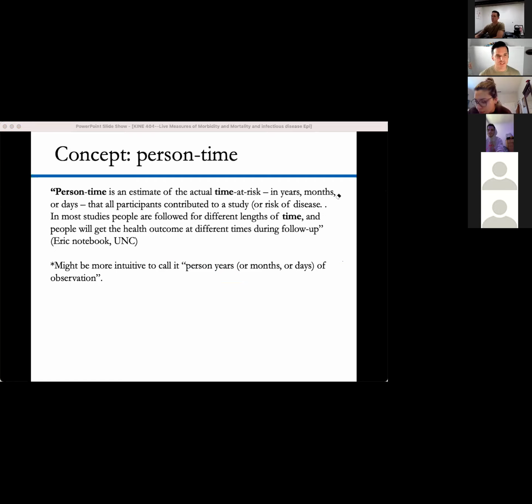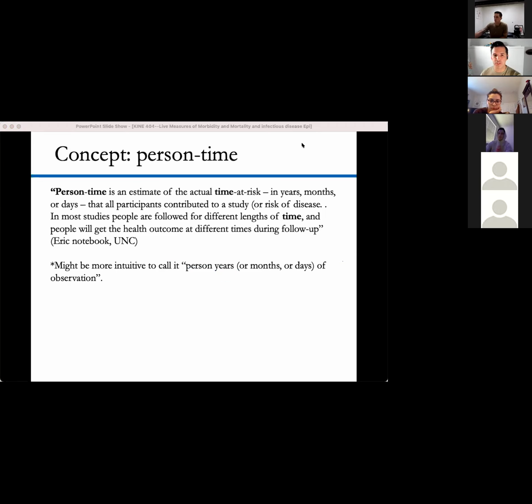So this concept of person time that we have in our formula for cumulative or for incidence rate, what person time is, is an estimate of the actual time at risk that a person has for that particular disease.